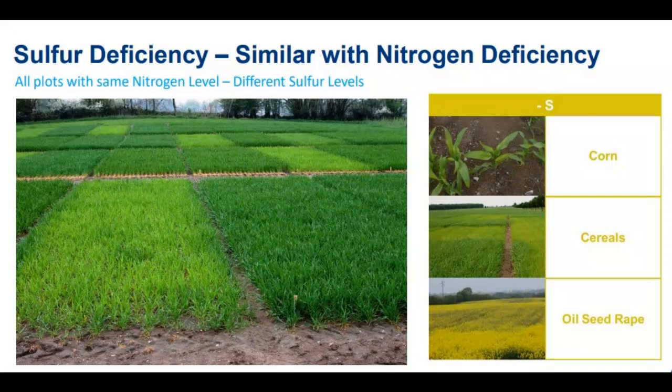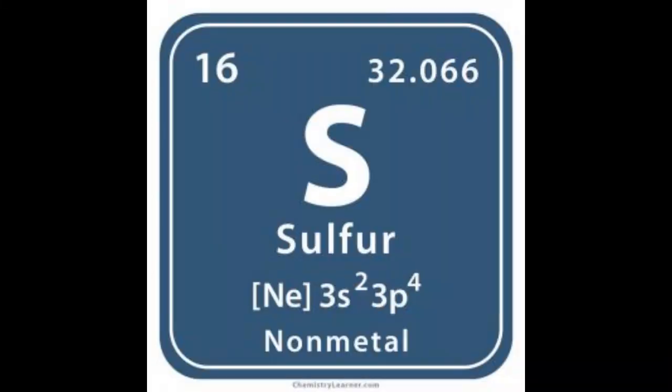So therefore we have to identify, as a farmer or crop manager or agronomist, we should have an in-depth understanding of the relationship between nitrogen and sulfur.